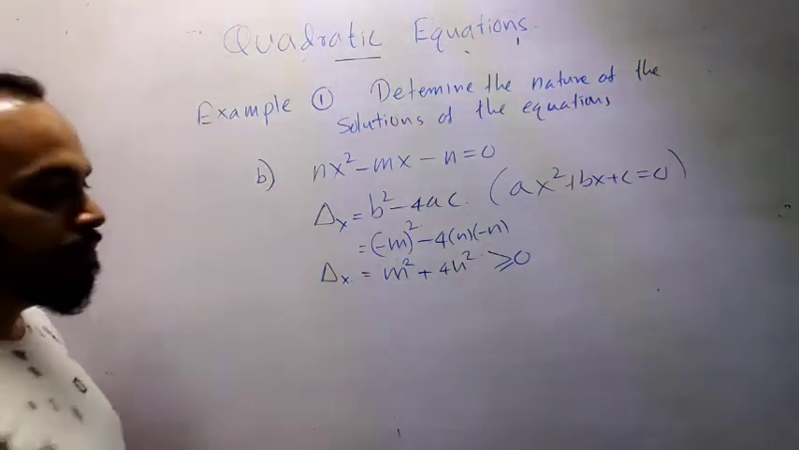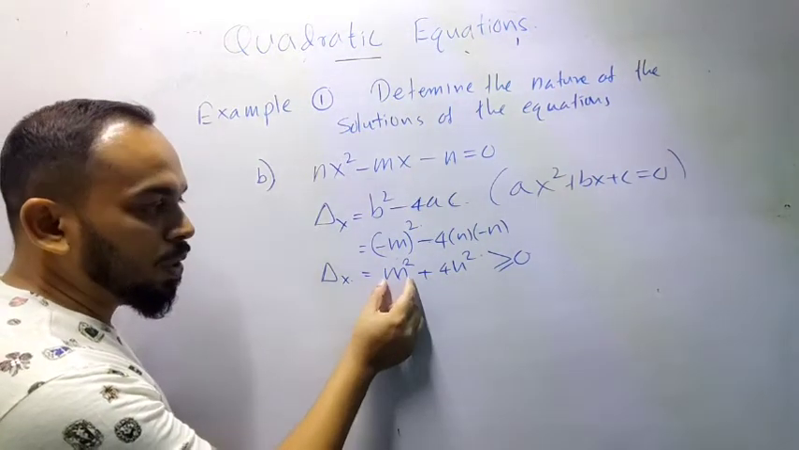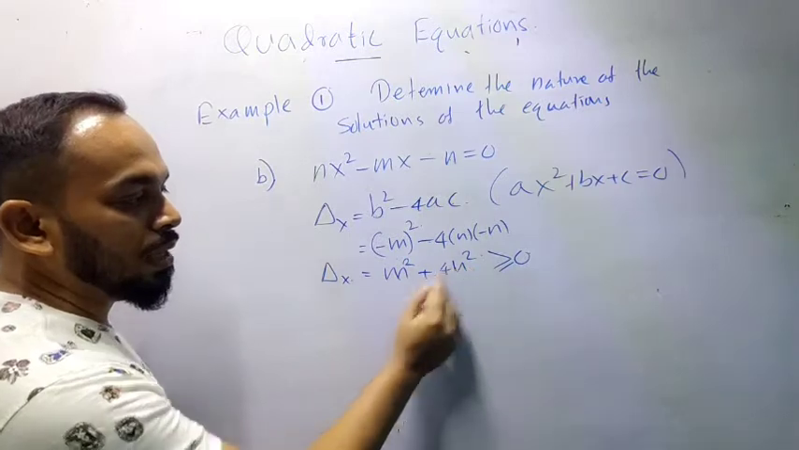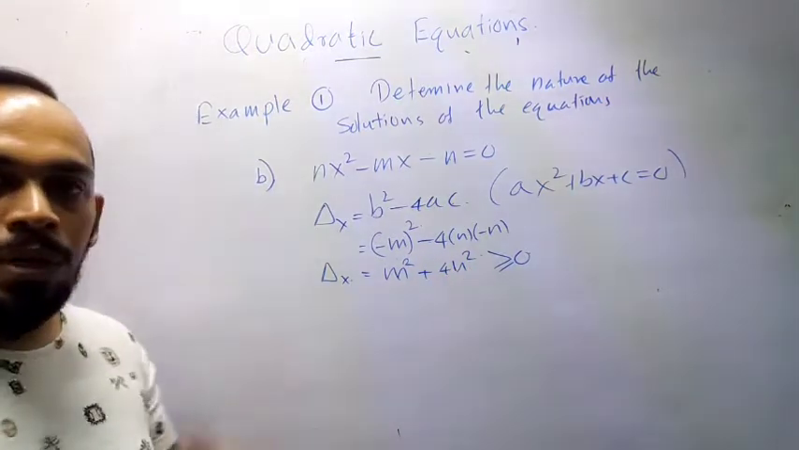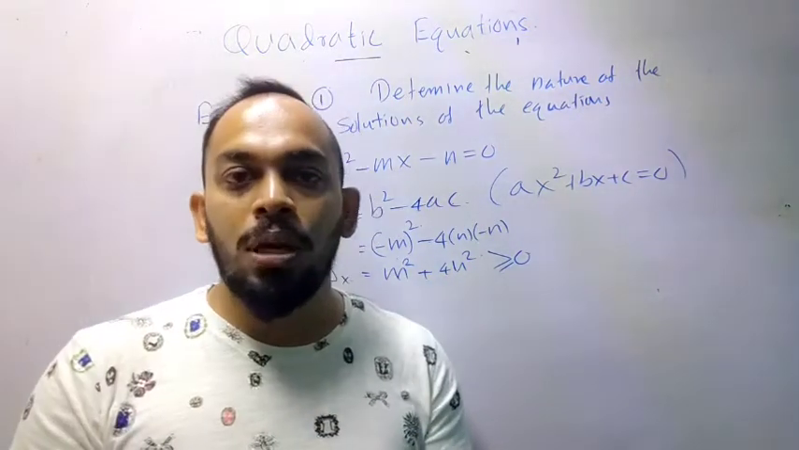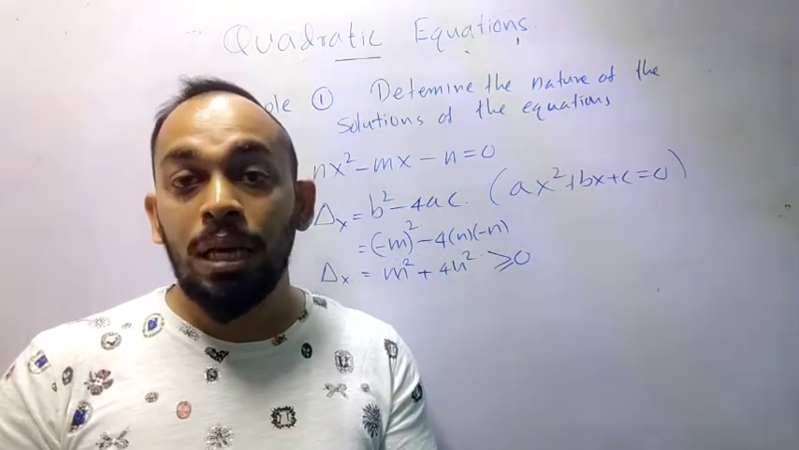Why? Because we have a perfect square here, and this is an addition. Perfect squares will always give you values which are greater than or equal to 0.